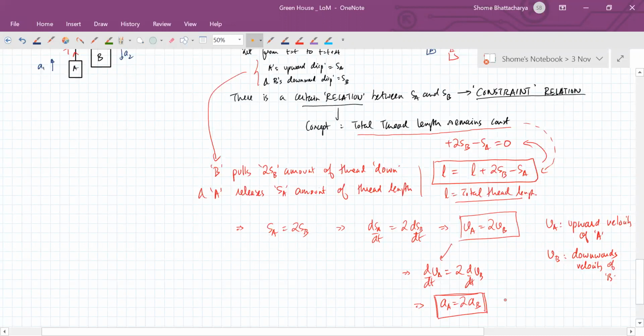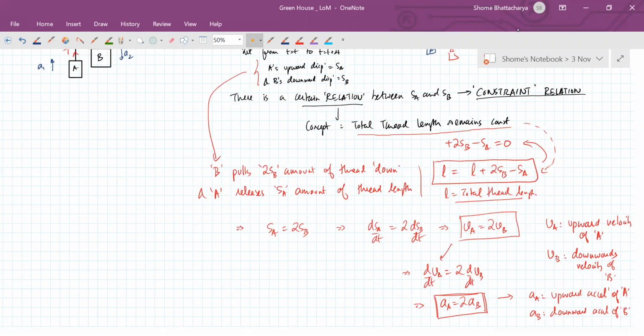So this is the relationship between upward acceleration of A and downward acceleration of B. So we started the whole thing by saying that no, they will not have same magnitude of acceleration. So then the question is, what is the relationship between their accelerations? The relationship is this: acceleration of A will be double of the acceleration of B.